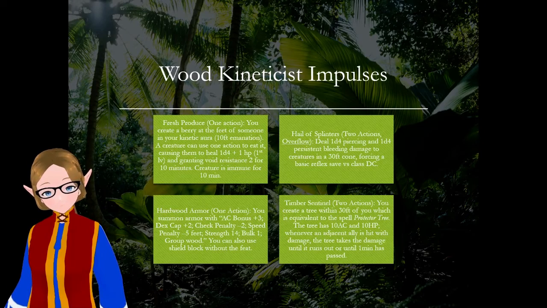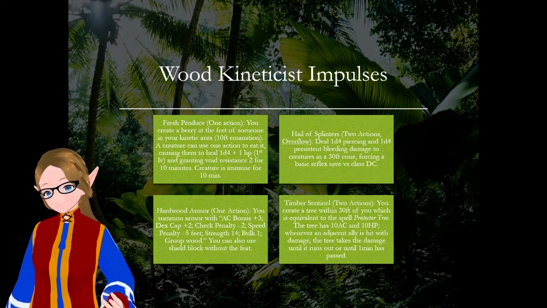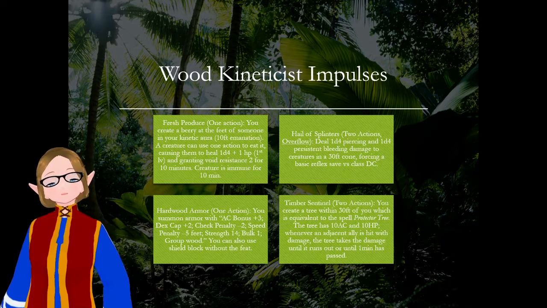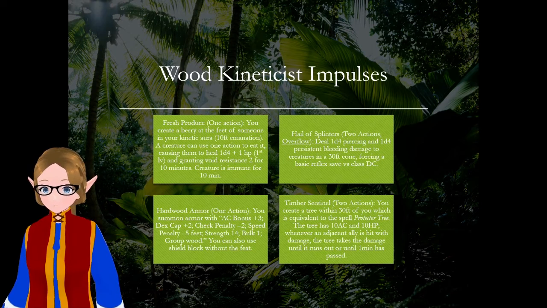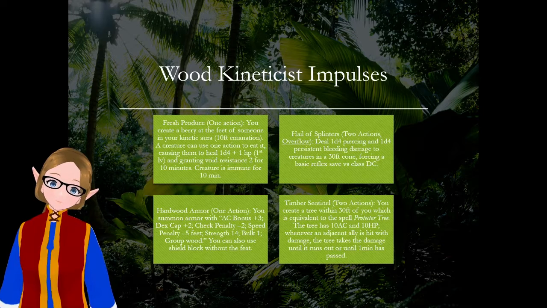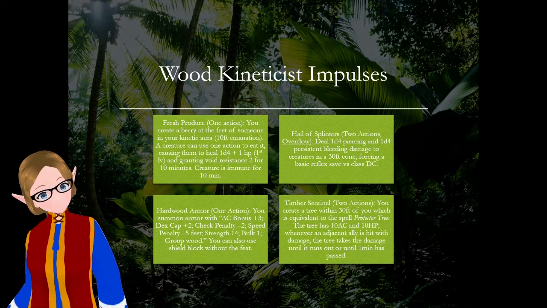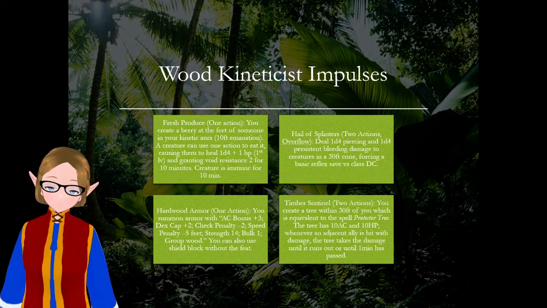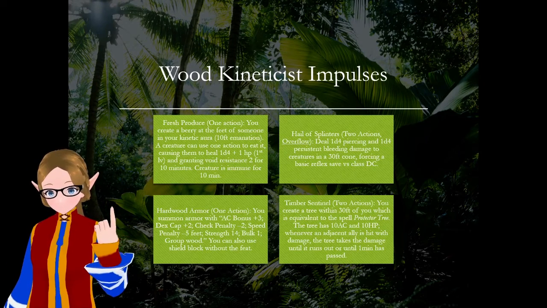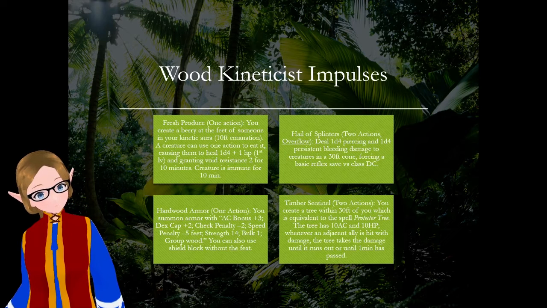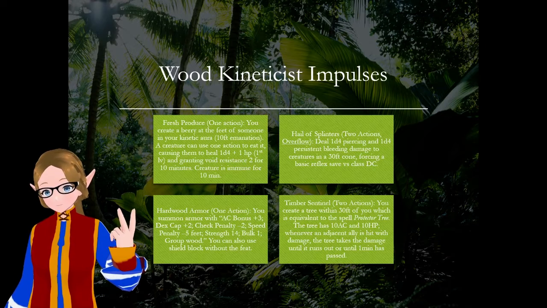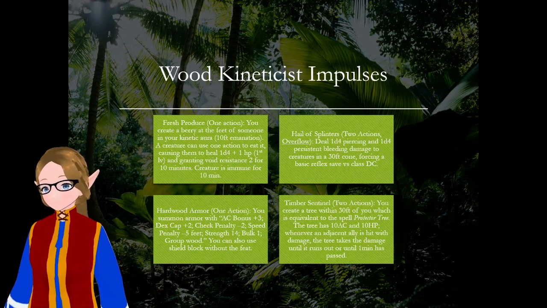The Wood Kineticist specific impulses, which you get 2 of at level 1 as a Wood Kineticist, using solely wood, are Fresh Produce. This is a healing ability that you create a berry at the foot of someone in your kinetic aura emanation. So that is within 10 feet of you. This berry can be consumed with 1 action, and it heals 1d4 plus 1 HP at first level. This number increases as you gain levels. In addition, it grants Void Resistance 2 for 10 minutes, and the creature cannot consume another berry for 10 minutes.